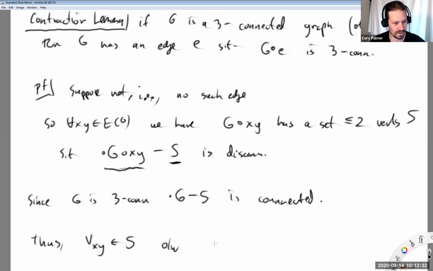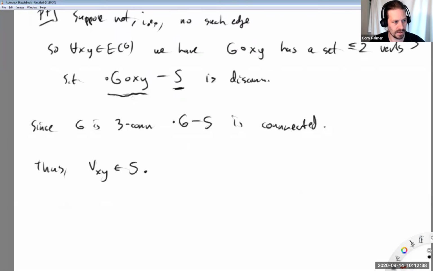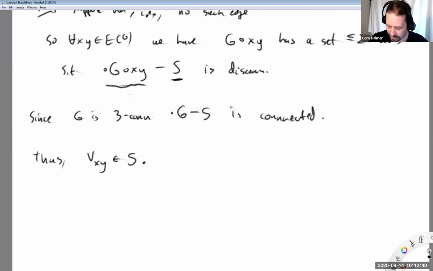Otherwise, it wouldn't disconnect G contract XY, which it does by definition. Okay, so that's in there.